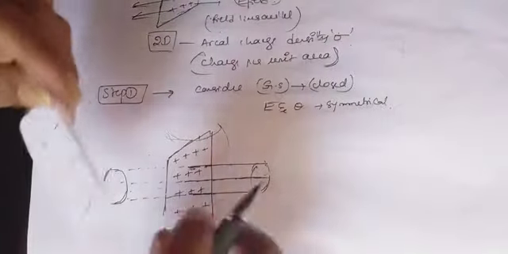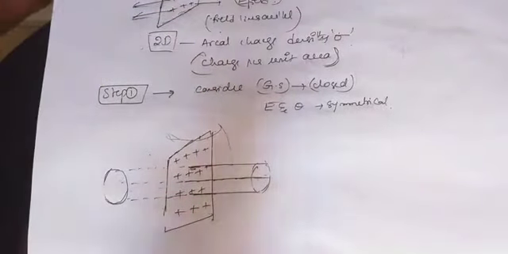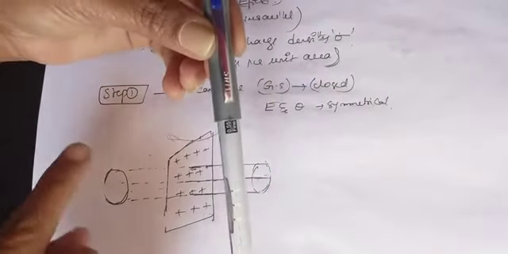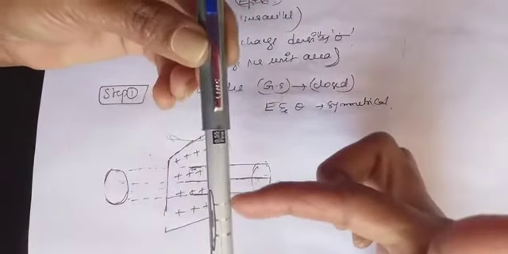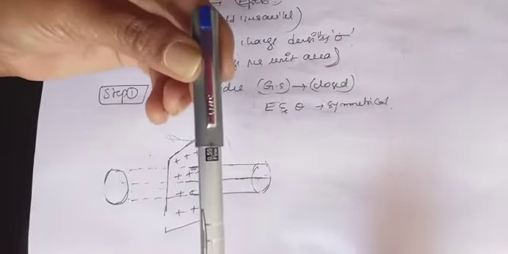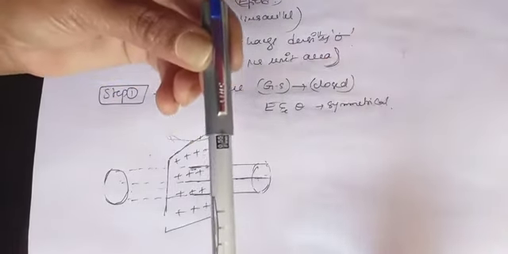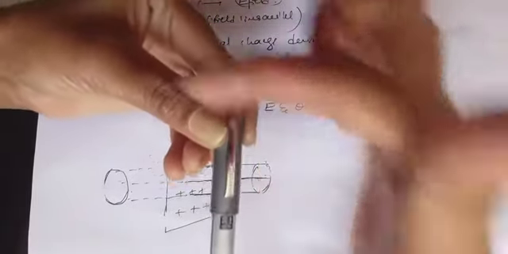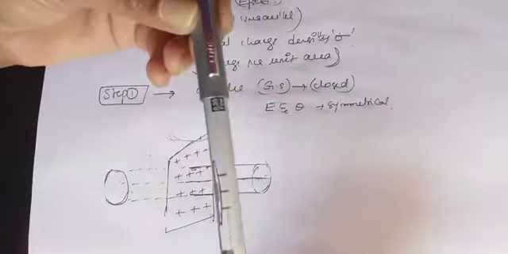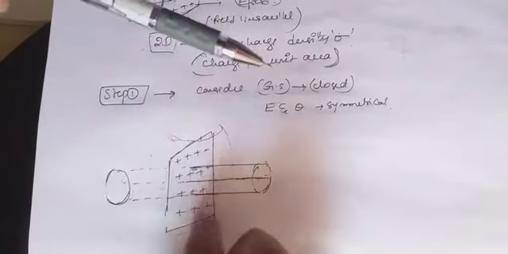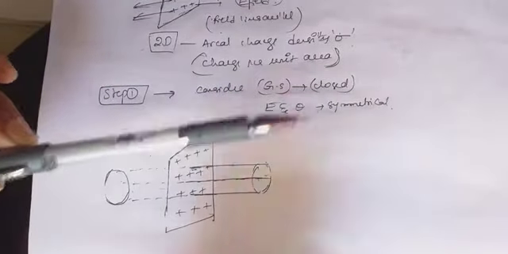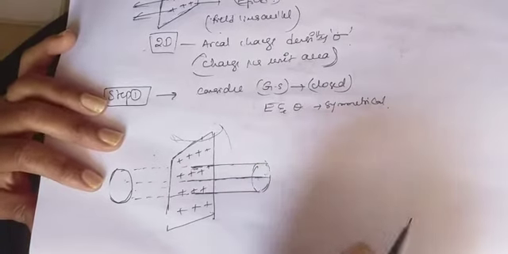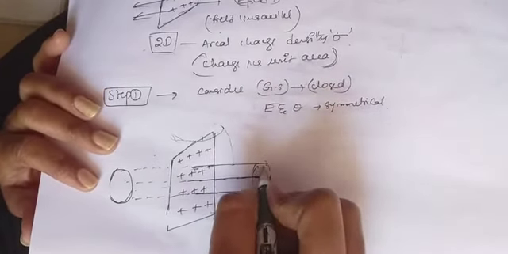In the earlier case, if it is a long straight conductor, we are not considering the Gaussian surface like this. We are considering the Gaussian surface along the axis of the conductor. Here this is my sheet, so the axis of the sheet is like this, and we have to consider the cylinder like this. Now this is my Gaussian surface, and this is a closed one.